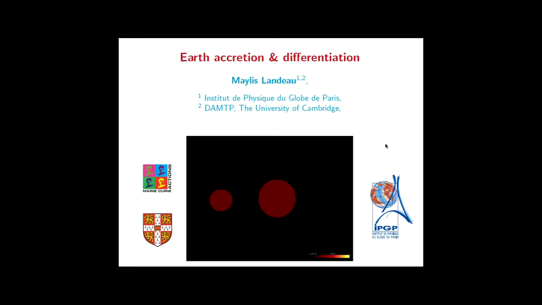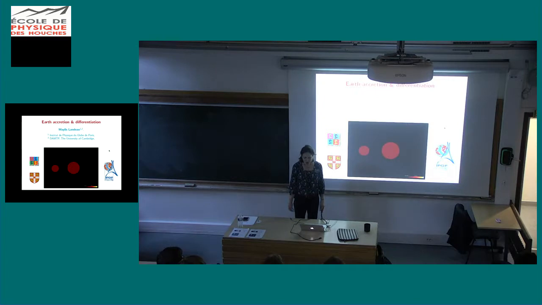Okay, so let's start with Earth accretion and differentiation. What do we call accretion? It's the process, the different steps, the sequence of events that goes from dust particles to the planetary system as we have today, like in the solar system. It's all the events that form the Earth until the Earth reaches its current mass. We think that most of the Earth's mass was accreted by successive impacts, collisions. So the study of Earth accretion is the study of those impacts and those events that form the Earth.